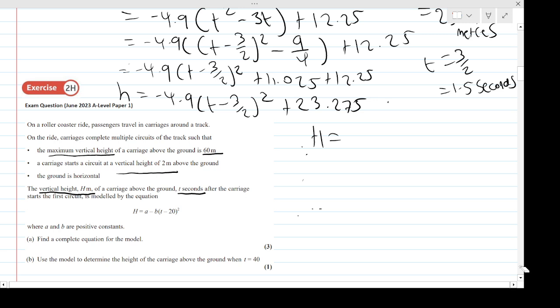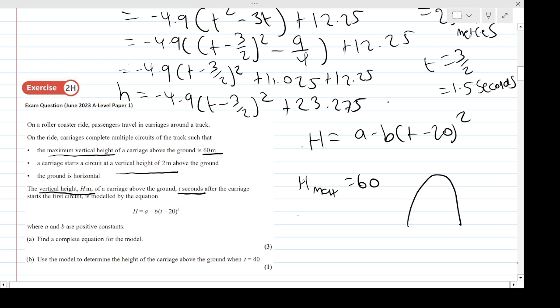H is A minus B, lots of T minus 20 squared. It's told us, first of all, that the maximum vertical height, which is h, of a carriage above the ground is 60. The vertical height, remember, is how far up you are. So the maximum of the height is 60. I'm going to call that h max, which is 60. But we're not told what time that happens.